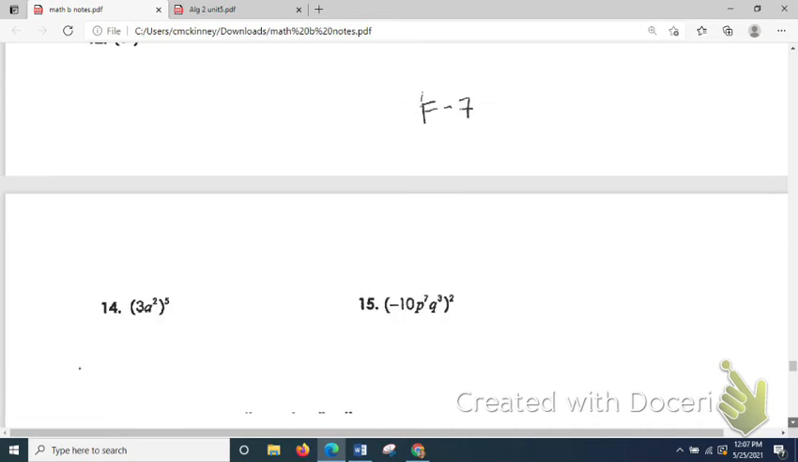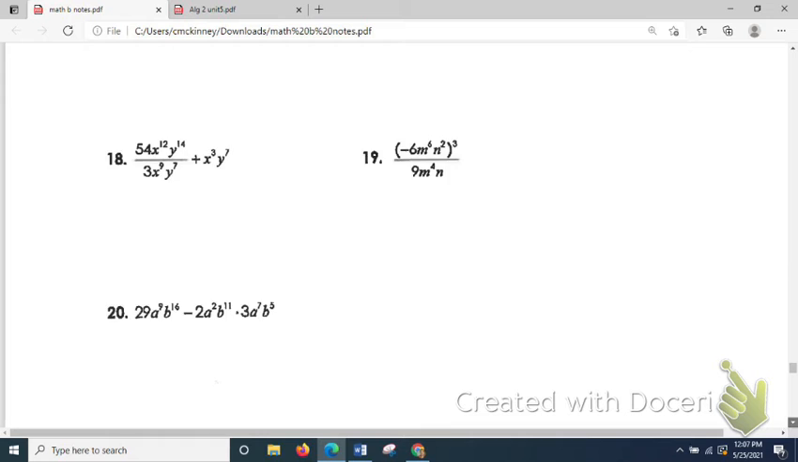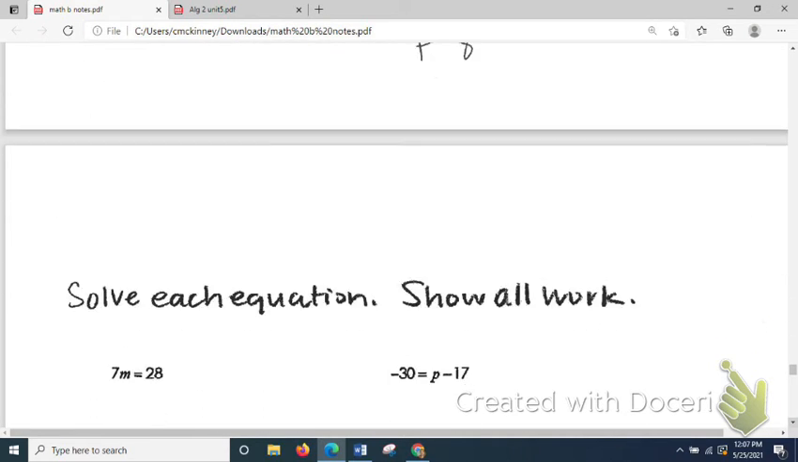There will not be any questions as in depth as this part 4 mixed practice, so I'm going to skip over those. You might be very relieved by that.